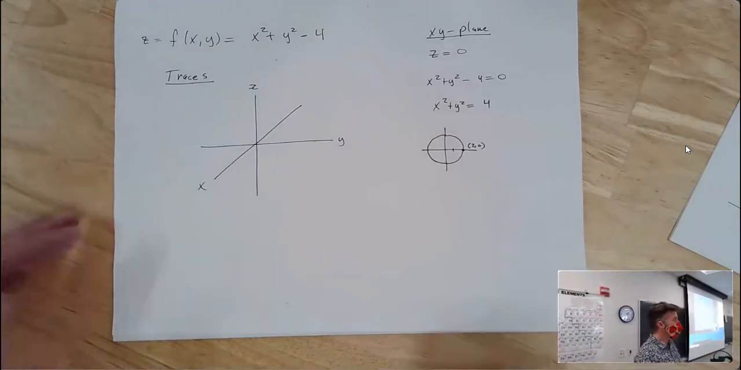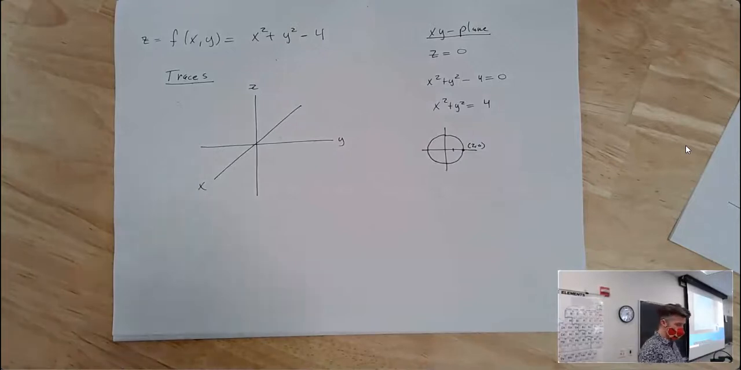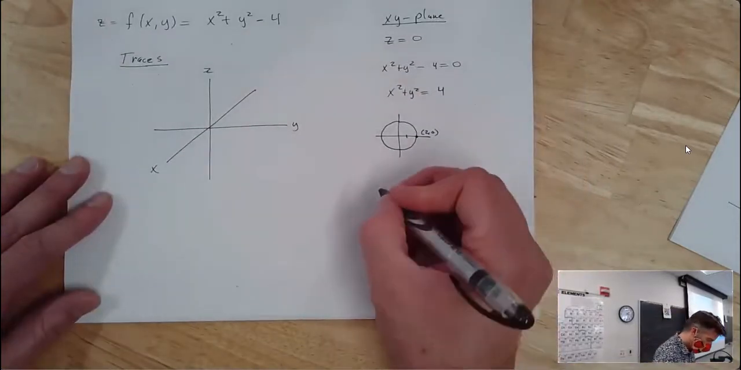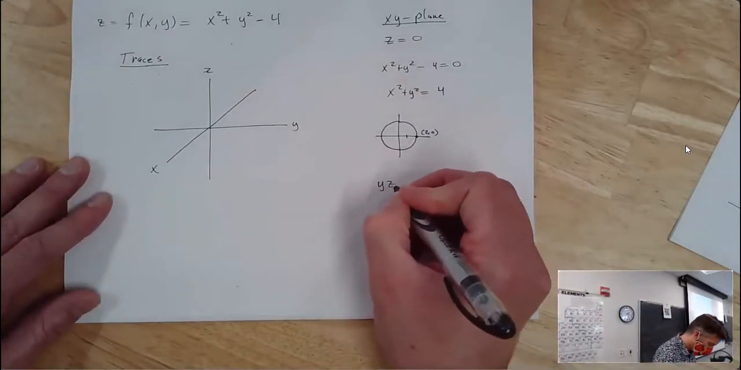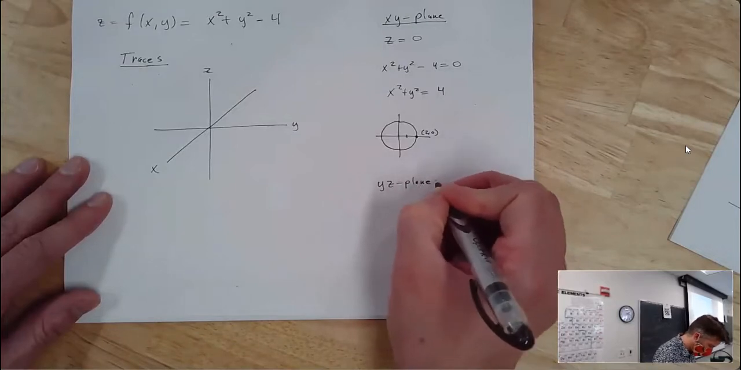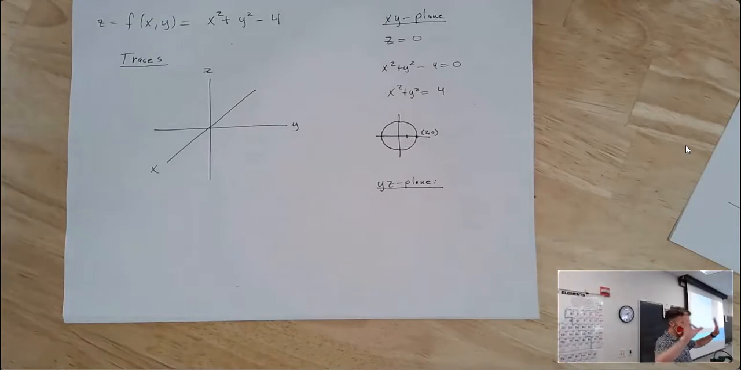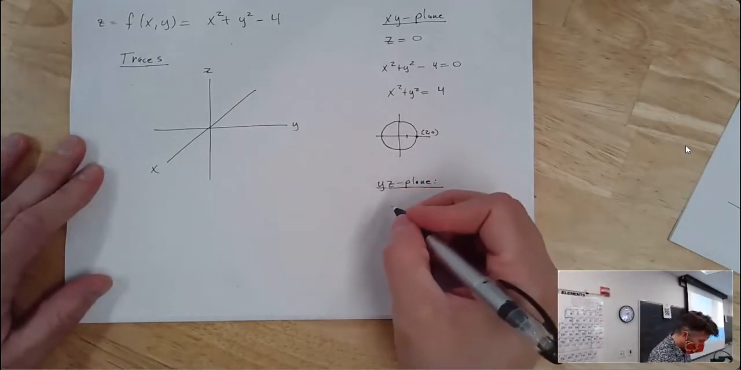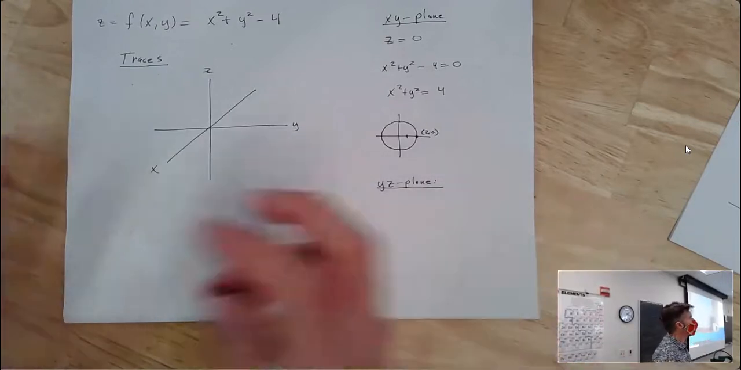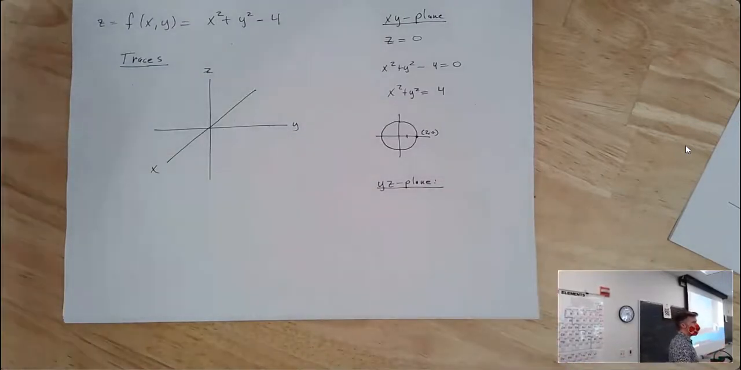Okay, let's see what's happening in the other planes. Let's find the other traces. In the yz plane, which is the one I usually draw first, because it's the one that's most like drawing on a piece of paper, because it's kind of flat, I'm going to set x equal to 0. It's just like the intercepts. Y-intercept, you set x equal to 0. X-intercept, you set y equal to 0.